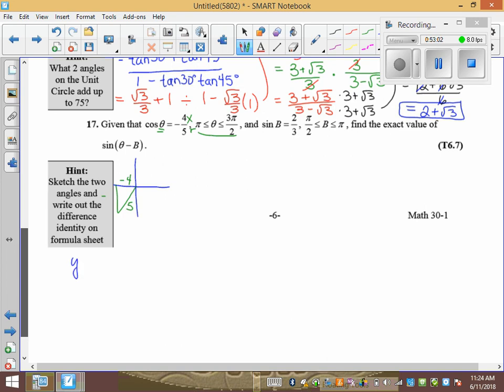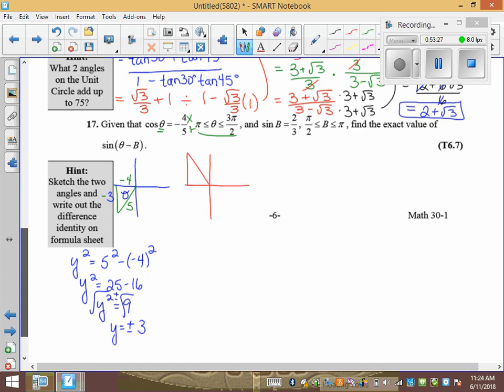And we do Pythagorean Theorem. So we get y squared equals 5 squared minus negative 4 squared, which is y squared equals 25 minus 16. y squared equals 9. y equals plus or minus 3. You have to take the square root with a plus or minus sign. It's going to be negative 3. This is triangle theta. Then we draw our other triangle, which is b. It's between pi over 2 and pi. It's here. So it's going to be 3, 2, and this is going to be negative.